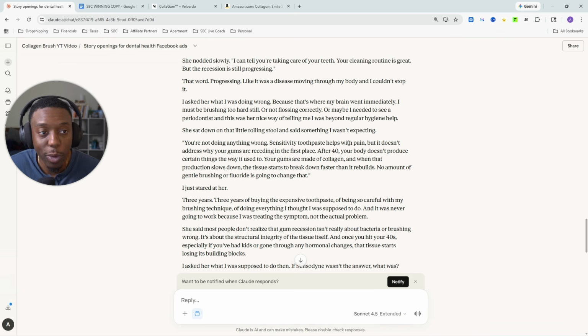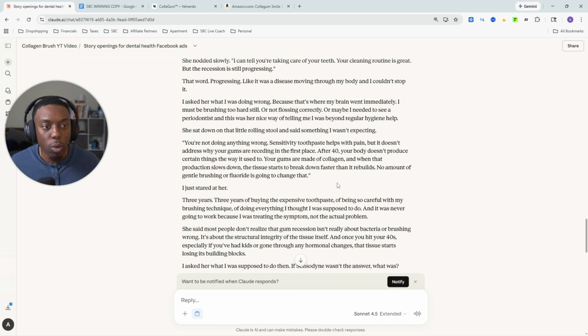All right, so now this is why we're going into the story. After 40, your body doesn't produce certain things the way they used to, which is all true, by the way. Your gums are made of collagen, which is also true. And when that production slows down, the tissue starts to break down faster than it rebuilds. No amount of gentle brushing or fluoride is going to change that.